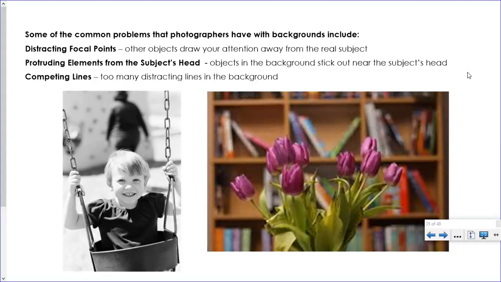Something else that happens is when you put somebody like in that first picture, you have something protruding from the back of their head or from their head. The objects in the background are sticking out, which makes it look like the subject has something coming out of their head. Another common thing is too many distracting lines in the background. Like when this person took a picture of those tulips, there's too many things in the background, and the tulips get lost with all of those books in the background. If they would have moved the tulips to more of a plain background, they would have looked better.